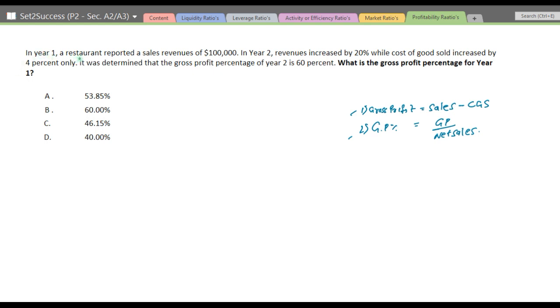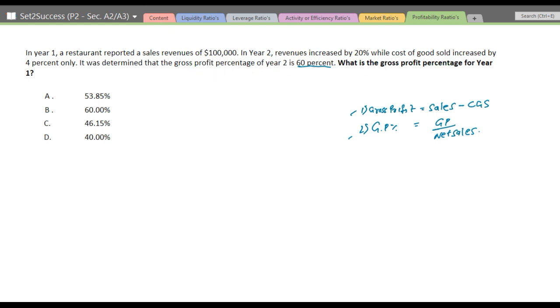In year 1, a restaurant reported a sales revenue of 100,000. In year 2, revenue increased by 20%, while cost of goods sold increased by 4%. It was determined that the gross profit percentage of year 2 is 60%. So they are asking for what is the gross profit percentage for year 1.